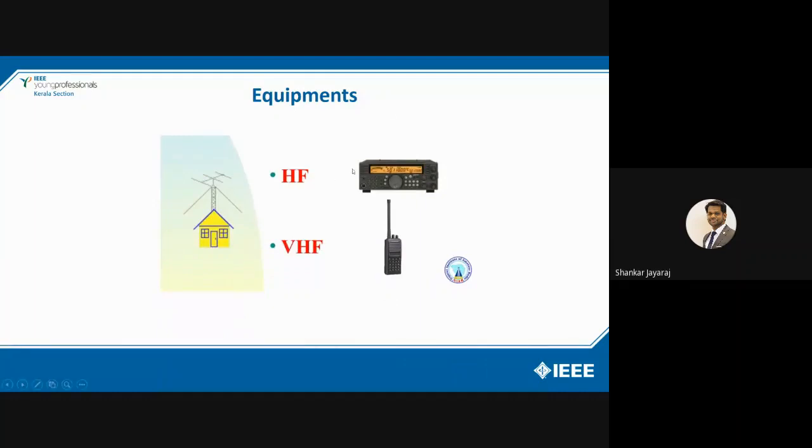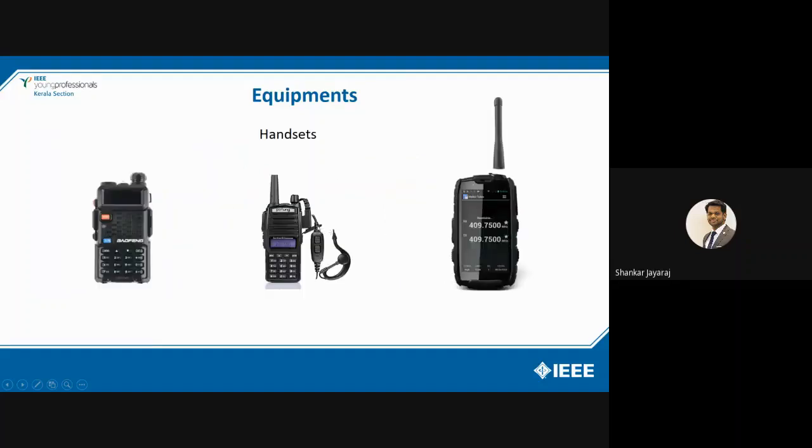For HF, we can see the basic rule. For VHF and UHF, you have a handy. You can use a handy, and for HF, we need to have a base, and the antenna should be kept at home. So these are the basic equipment. These are the handsets we have. This is a Baofeng series model, and this is a model I have. This is the Baofeng UV-8W, where 8 is the power in watts.